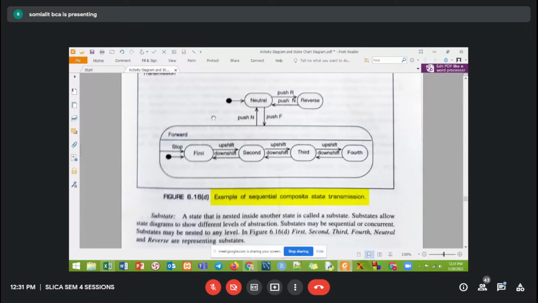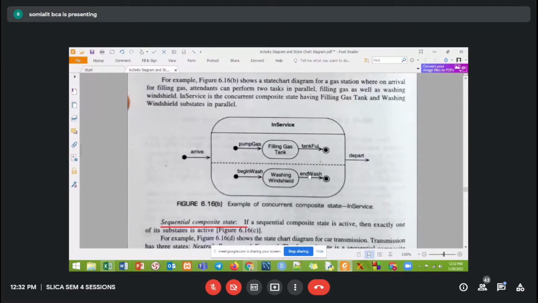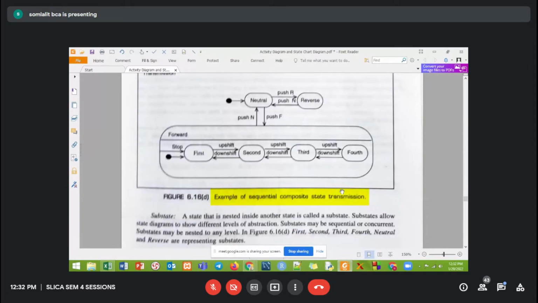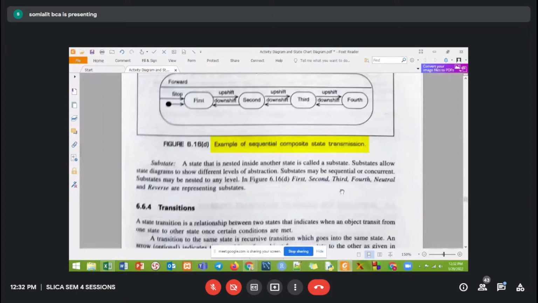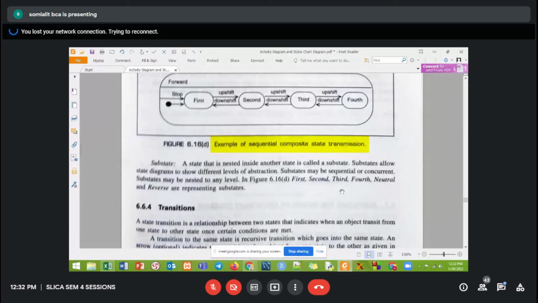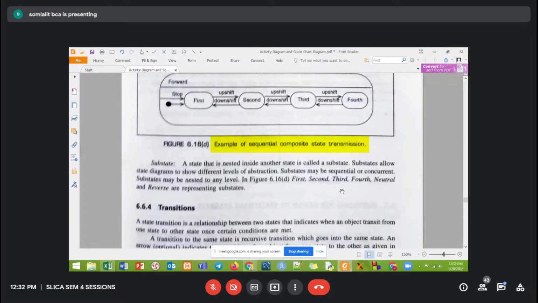It is being inside a particular state. A substate it is, of course. Okay, but all the activities are in sequence, serially. There, all the activities were parallel, concurrent; here, sequential, one by one. Okay, and lastly, we have a term known as substate. A state inside a state is known as a substate. Here, first, second, third, fourth, all are examples of substates.